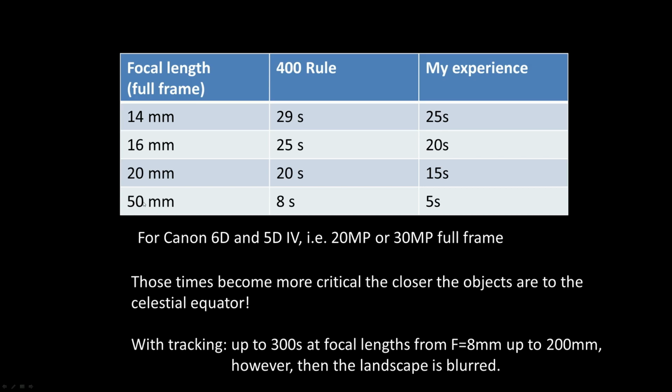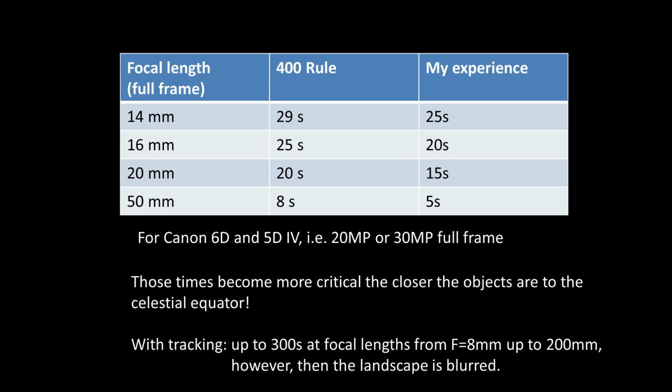If I have a 50mm lens and I don't have a tracking device, then I would only be able to expose a maximum of 5 seconds without having trails. And these times are for my cameras, which are two Canon 6Ds and one Canon 5D Mark IV, and they are 20 megapixel or 30 megapixel full frame cameras.